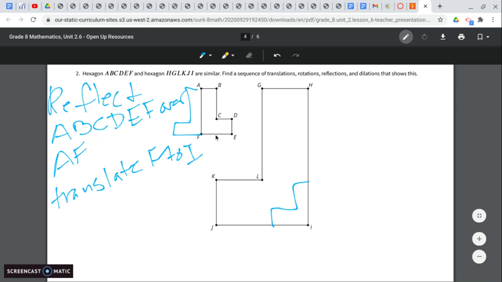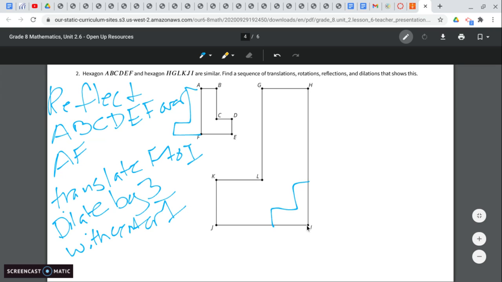Now, if we were to measure this, we'd find that hexagon HGLKJI is 3 times larger than ABCDEF. So next is dilate by 3 with center I, because once again, being as they share this point, we want that to be the center of dilation so that it grows to become the exact same shape rather than using an external point.